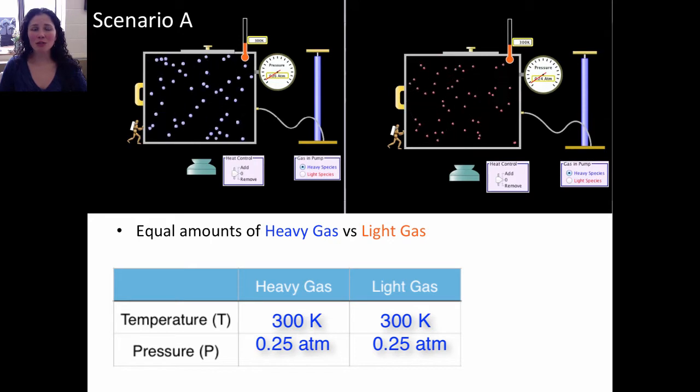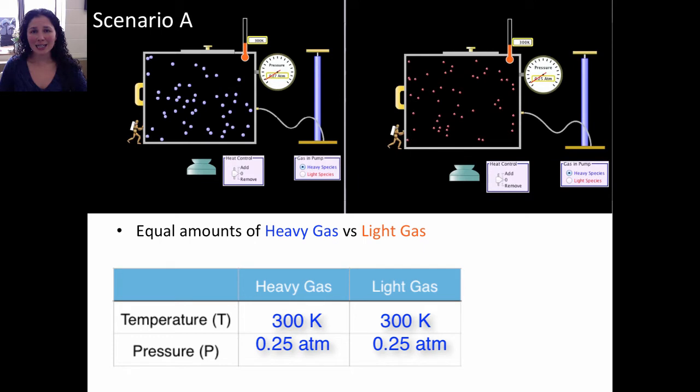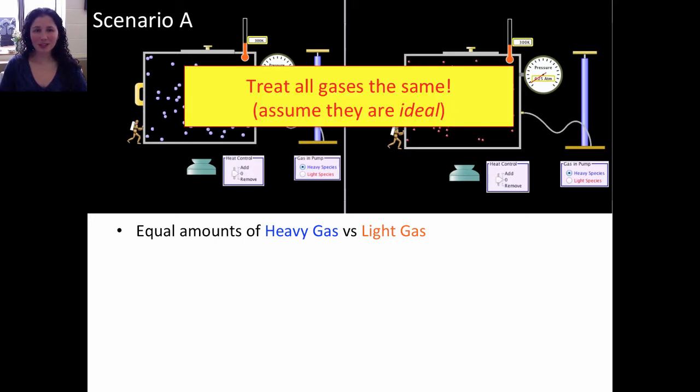But because they spend most of their time not interacting with other gas molecules, it doesn't matter what their identity is. The size and shape of the gas molecule doesn't matter. So equal amounts of a heavy or a light gas, or a large or a small gas, will give you the same pressure. Treat all gases the same and assume that they are ideal. And in general, real gases behave as ideal gases unless they are at very, very low temperatures where the molecules are closer together, or very, very high pressure where the molecules are closer together. Under normal circumstances, gases behave ideally and it doesn't matter what their identity is.